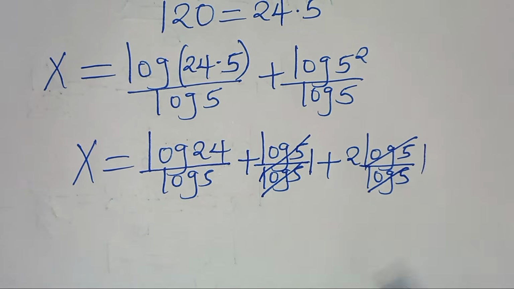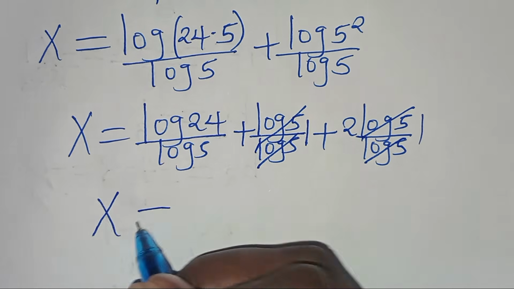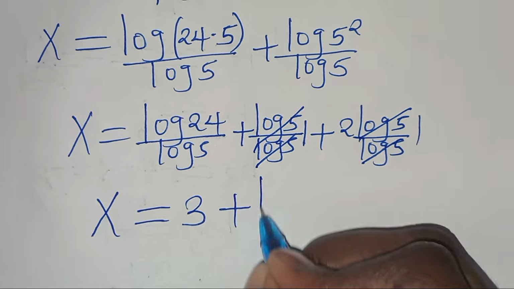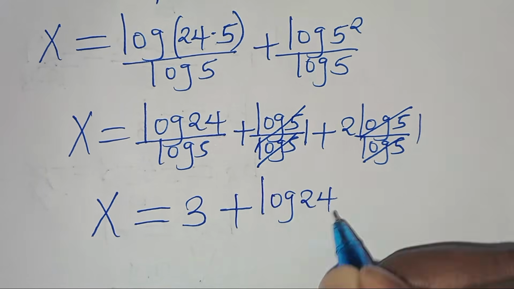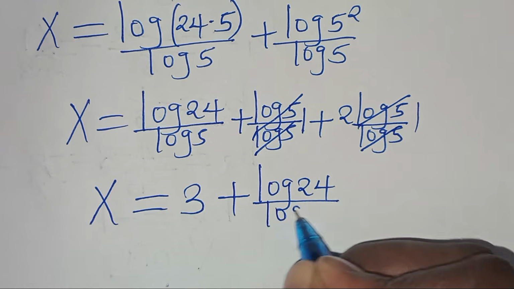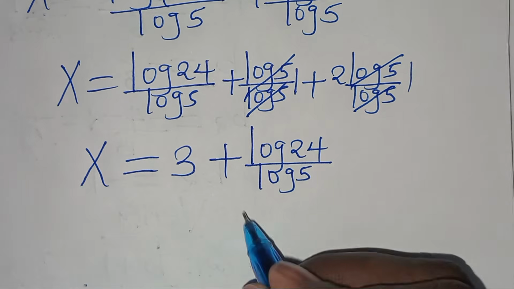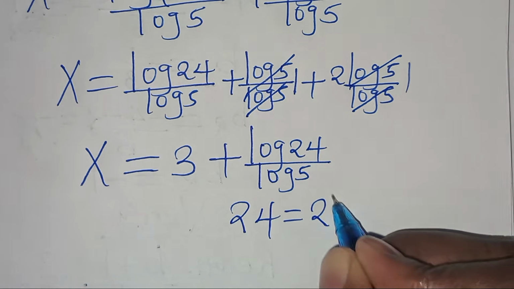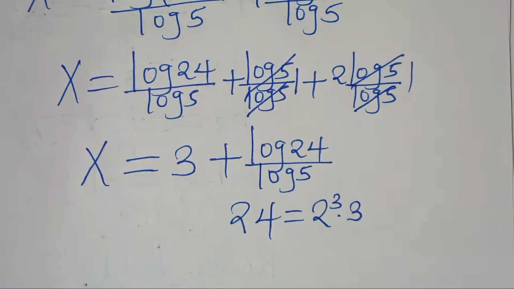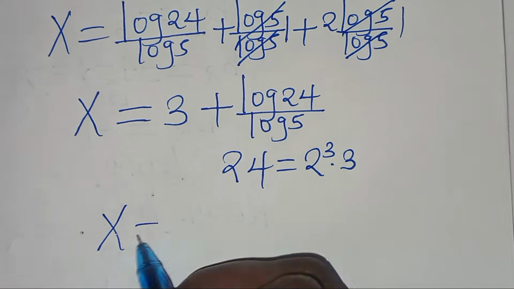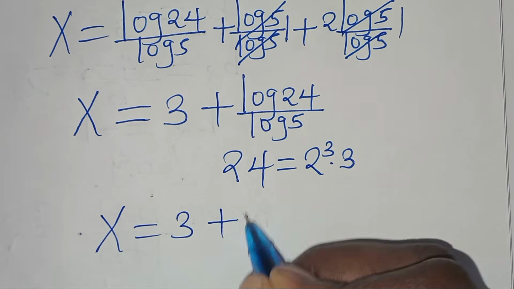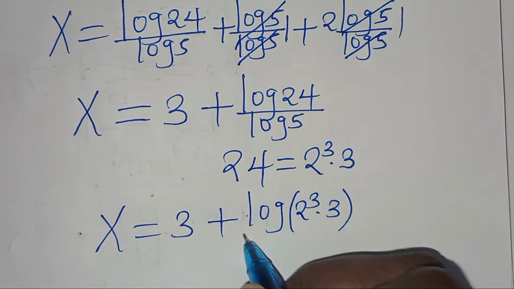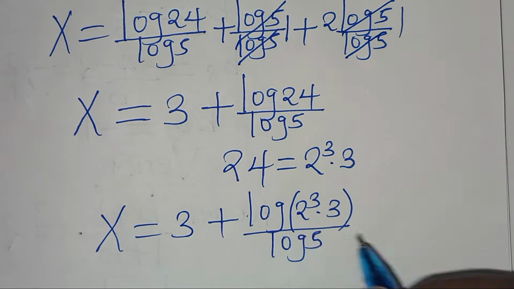and then log 5 and log 5 again here, which is 1, so that now x here is equal to 1 plus 2, this is 3, plus log 24 divided by log 5. Now, we can express 24. This is the same thing as 2 to the power of 3 times 3. So therefore, x here is equal to 3 plus, now we have log 2 to the power of 3 multiplied by 3 divided by log 5.